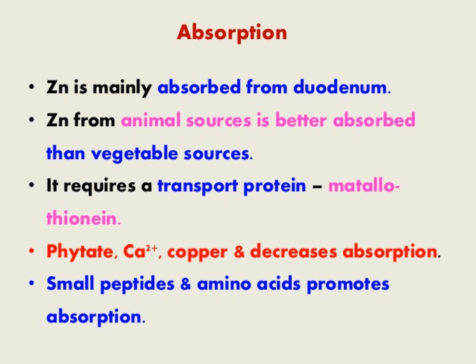A number of factors can enhance or interfere with the absorption of zinc from the GIT. A high dietary intake of fibers like phytates can impair its absorption from the GIT. Then those minerals or trace elements which are cations, which have two positive charges, can compete with zinc for absorption from the GIT, like copper and calcium. So these both compete and they decrease zinc absorption from the GIT. But small peptides and amino acids promote absorption of zinc from the GIT.